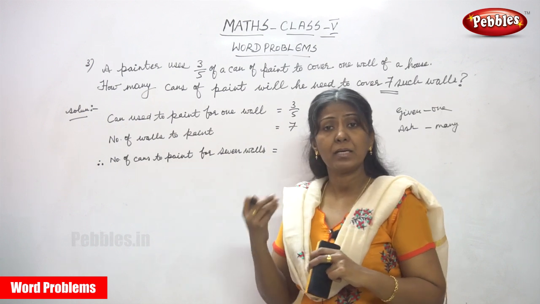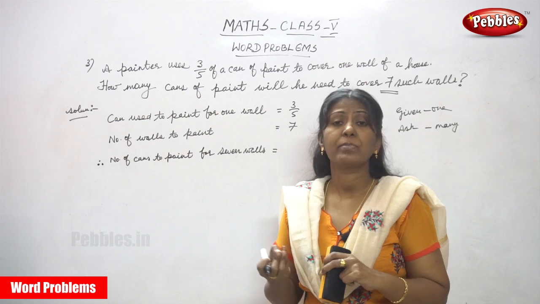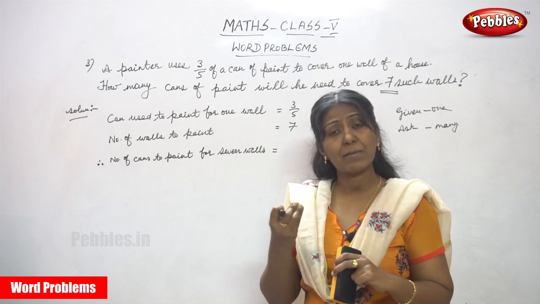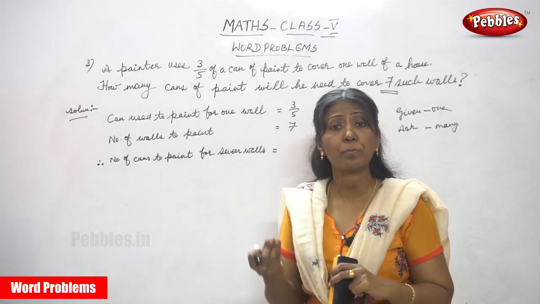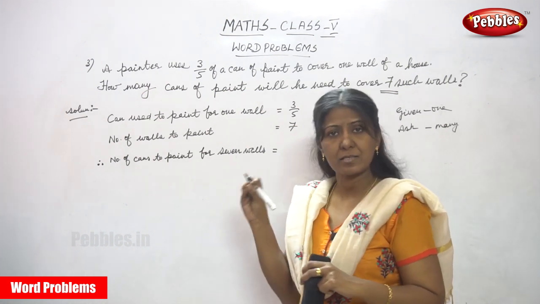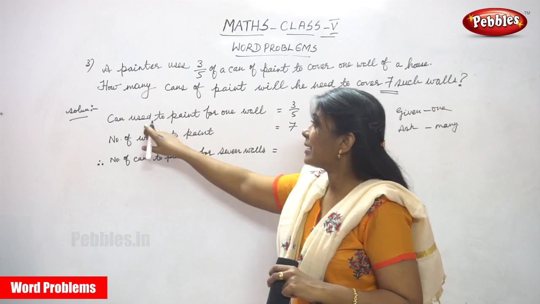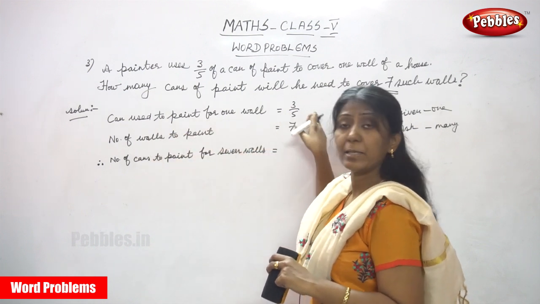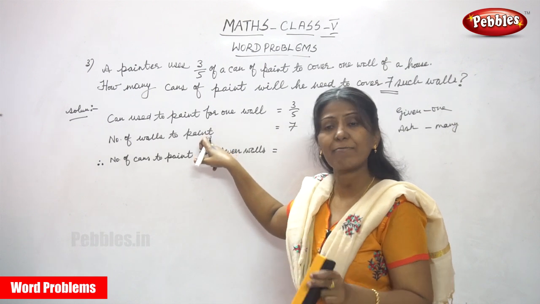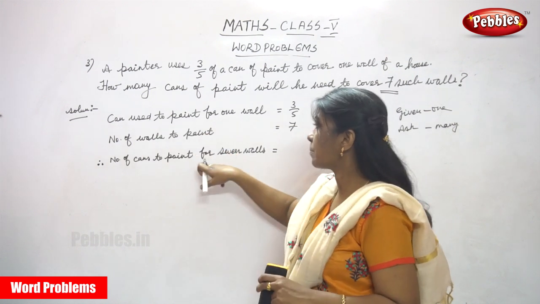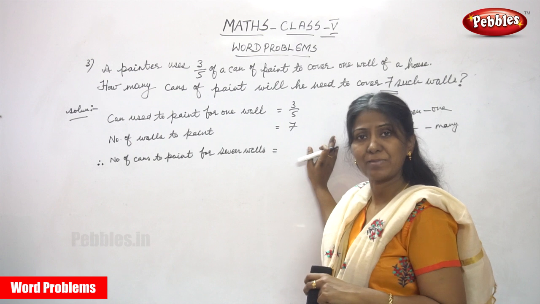How many cans of paint? Number of cans to paint for 7. How many cans of paint need to paint for 7 walls? That is the question. So can used to paint for one wall is 3 by 5. Number of walls to paint. How many walls they are going to paint? 7 walls. So number of cans to paint for 7 walls. So this is a multiplication.